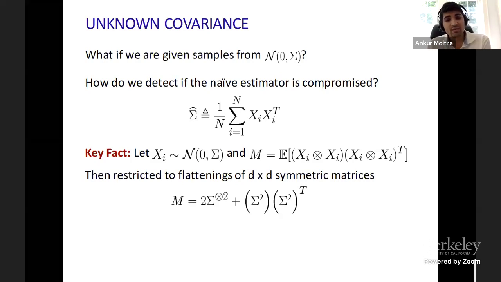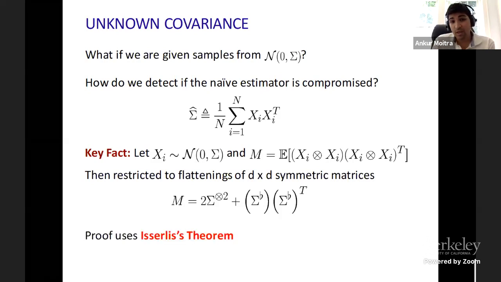So the key point is that this matrix M is actually very nice. Now you have to be careful because it's only nice when you restrict to the right space. But if you restrict it to operating on the right vector space, then it has this beautiful structure, which looks like 2 times sigma tensor 2, plus sigma flat times sigma flat transpose. Now I've just kind of invented what this flat symbol is. It's a rearrangement of the matrix. You take a d by d matrix and rearrange it into a length d squared vector, and you take it times its own transpose. Now I'm not going to prove this fact for you.